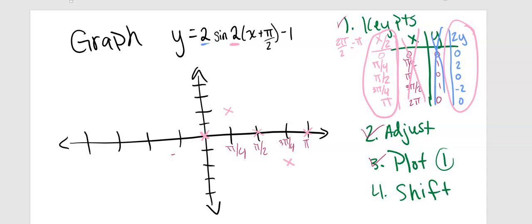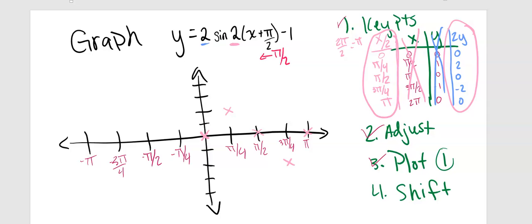Before we do that, I'm just going to quickly label the other part of the x-axis. I'm really bad at remembering to do this. We need to figure out what shifts we have. Okay, we've got this pi halves here. So when I go to shift this, I'm going to have to go to the left, pi halves units.